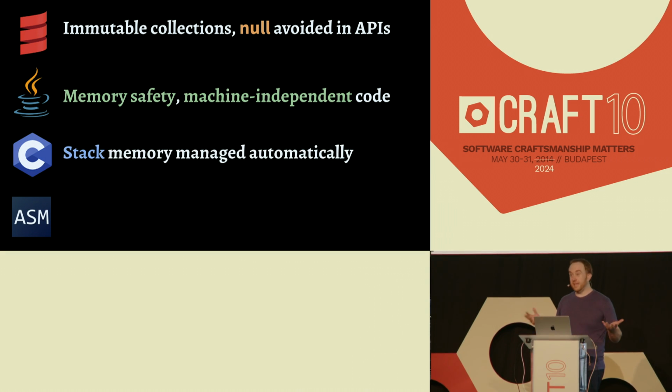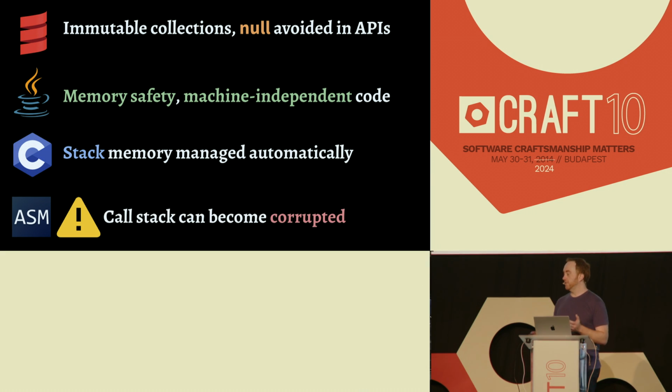Then we have C, where stack memory is managed automatically. And again, if I'm dropping down into assembly, now I can do stuff with registers, including registers which control what's going on with the stack. So I can potentially corrupt the call stack and make it so that I am running one function, and instead of that function returning back to where it came from in the original call site, maybe it goes somewhere completely different and breaks the program in new and exciting ways.